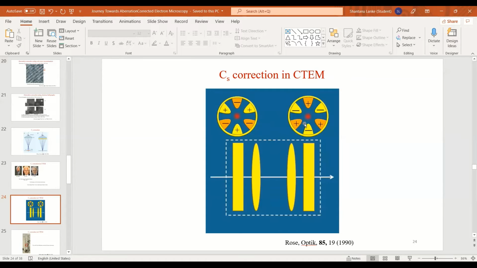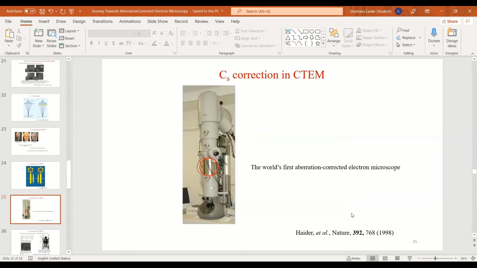Then you have another hexapole with the poles rotated by 60 degrees, or the alternating poles. So here you have minus, here you have plus, here you have plus, here you have minus. Then that triangular beam passes through this second hexapole, and it becomes circular again. It attains circular symmetry again, but this time you have a diverged beam, so beam divergence takes place. This combined lens is basically the diverging lens of Rose, which was proposed in 1990. And this was the first aberration-corrected electron microscope of Max Haider and Knut Urban.